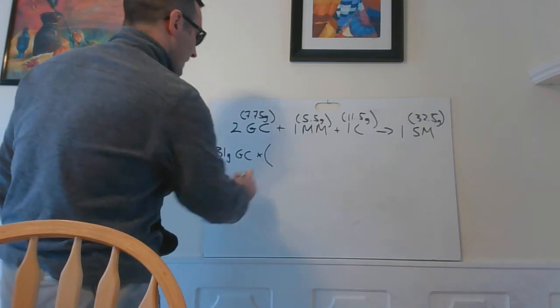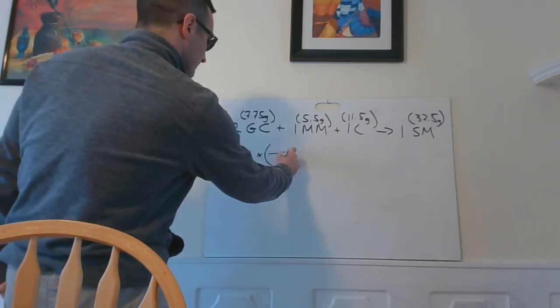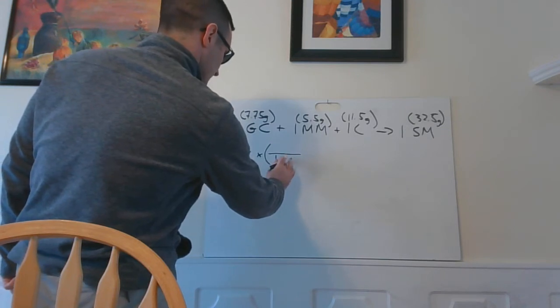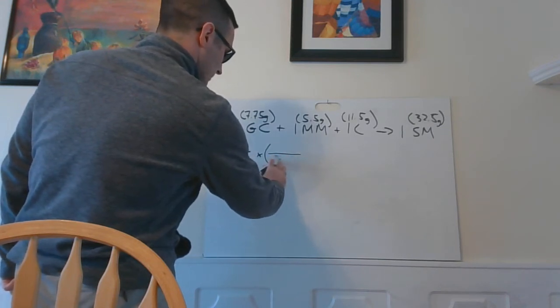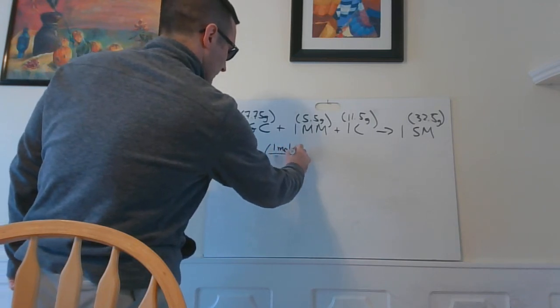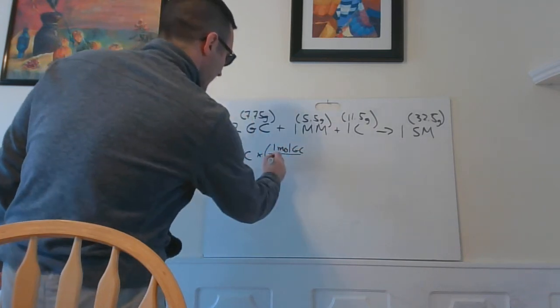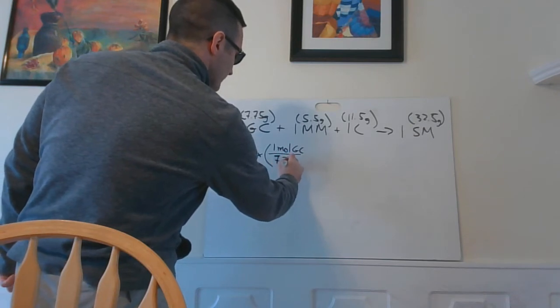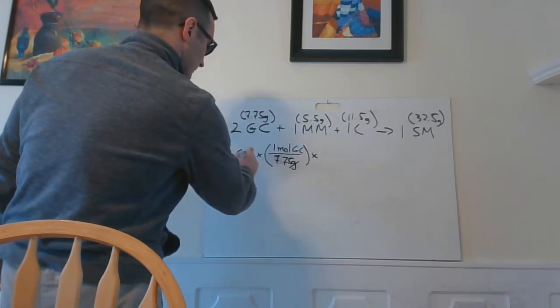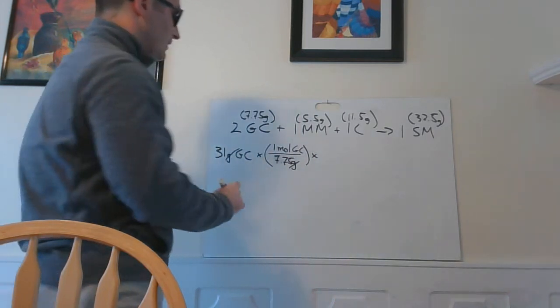So I've got 31 grams of graham crackers. And I want to turn that into moles. Well, I know that 1 mole of graham cracker has a mass of 7.75 grams. And I'm very deliberate. I'm getting rid of units.